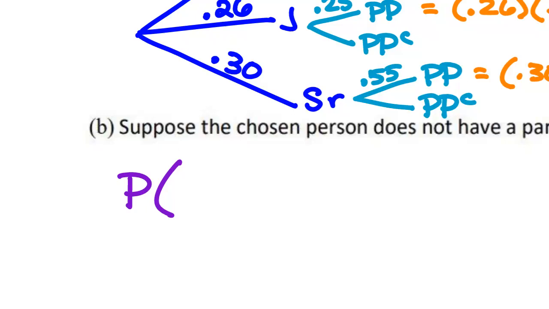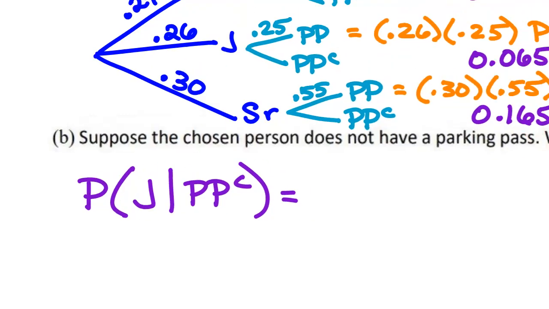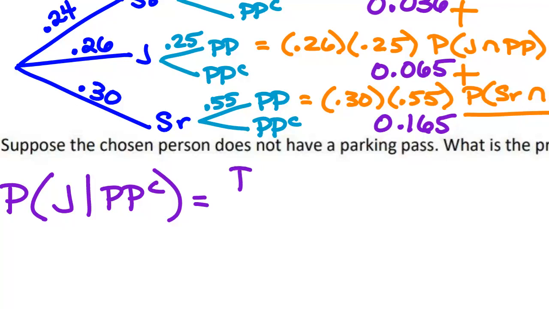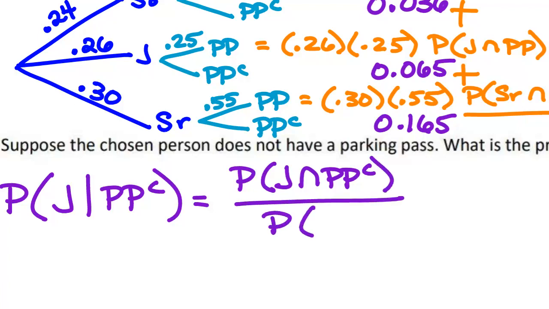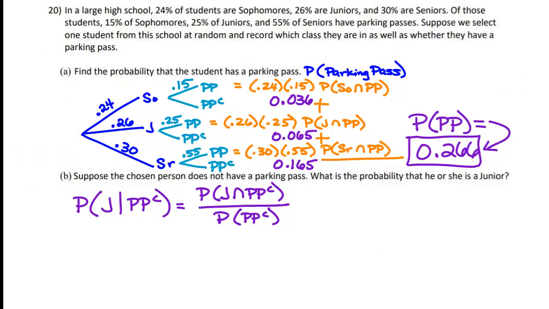For part B, what does my probability statement look like? Yes, probability of junior given that they don't have a parking pass. So again, you get the given that rule on your formula sheet. So probability of junior and no parking pass over the probability of no parking pass.